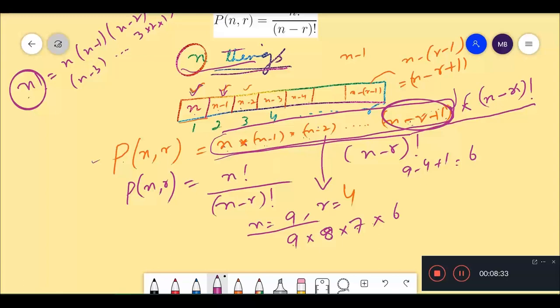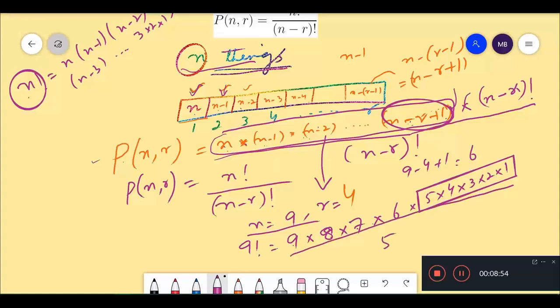Now I want to make this a 9 factorial. A 9 factorial is equal to 9 into 8 into 7 into 6, then I have to multiply it with 5 into 4 into 3 into 2 into 1. So if I multiply and divide it with the same number, 5 into 4 into 3 into 2 into 1, if you check, 5 into 4 into 3 into 2 into 1, this is 5 factorial.